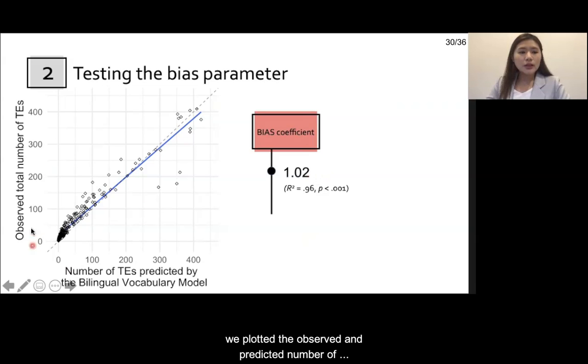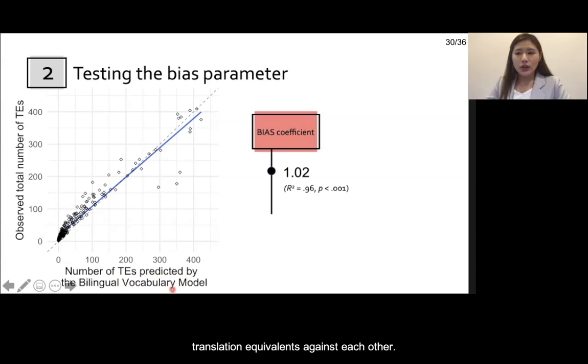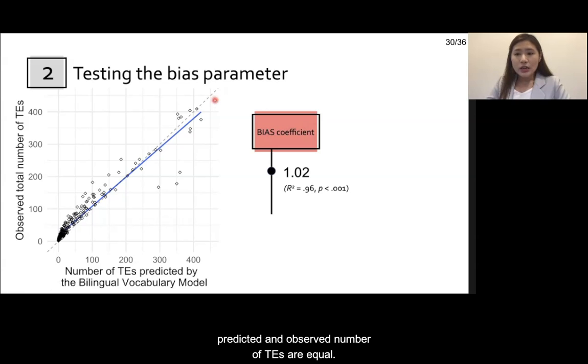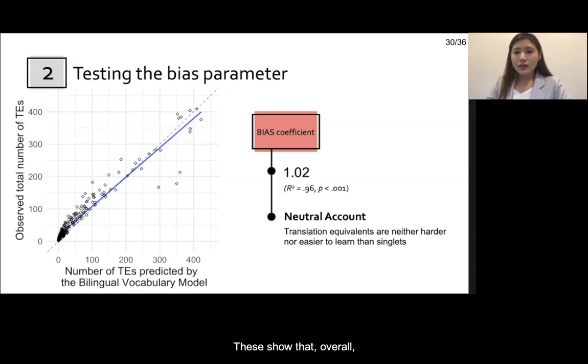Also here, we plot the observed and predicted number of translation equivalents against each other. The black diagonal dashed line represents a case where the bias parameter equals 1, such that the predicted and observed number of translation equivalents are equal. And the solid blue line representing the model prediction is very close to the dashed line. These show that overall, the neutral account fits the data really well, suggesting that translation equivalents are neither harder nor easier to learn than singlets.